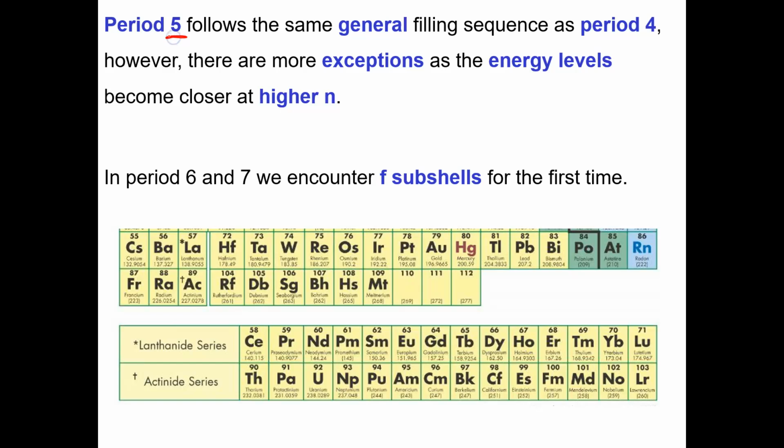The 5th row of the periodic table follows the same patterns as what we saw in the 4th row, but there tend to be a few more exceptions, which we're not going to get bogged down in. When we move into rows 6 and 7, we start getting into elements that have f subshells for the first time. So these elements at the bottom here, the inner transition elements, or sometimes they're referred to as the lanthanides and actinides, these guys all have electrons in f subshells.